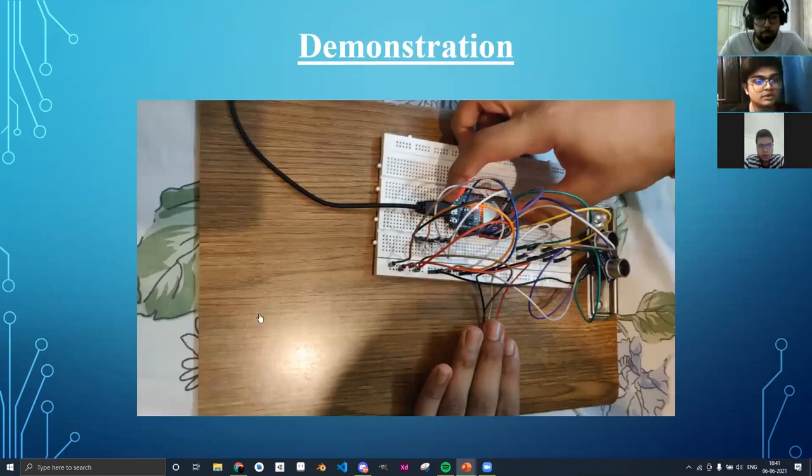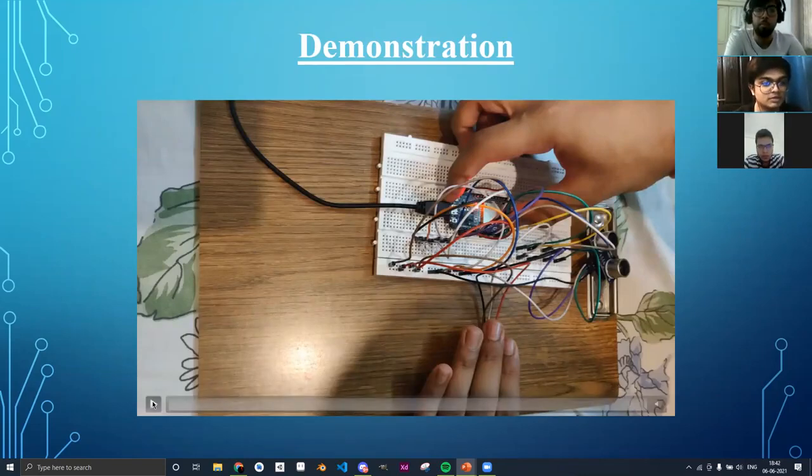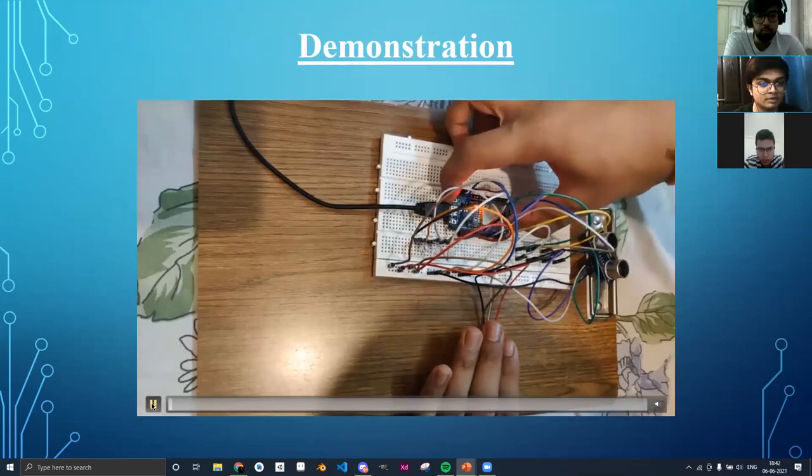Thank you, Harsh. So I would like to start with the demonstration of the project. This is a simple depiction of a room, a room which has 3 LEDs. So now I'll just start the demonstration.